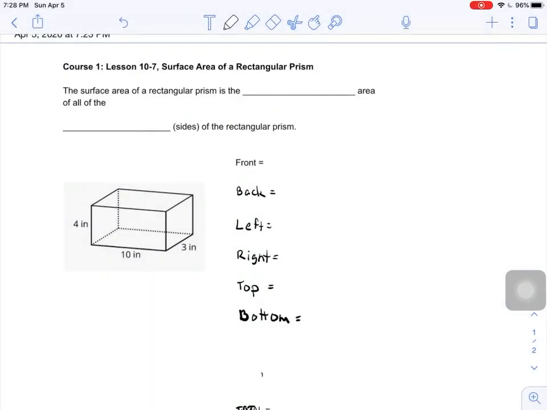Last week, we introduced a rectangular prism, which we learned is basically the fancy math word for a box. And we learned about the volume of a rectangular prism. So that's the amount that we need to fill up the inside of the box. So we learned that the formula for that was length times width times height. What we're going to talk about today is what's called the surface area of a rectangular prism.